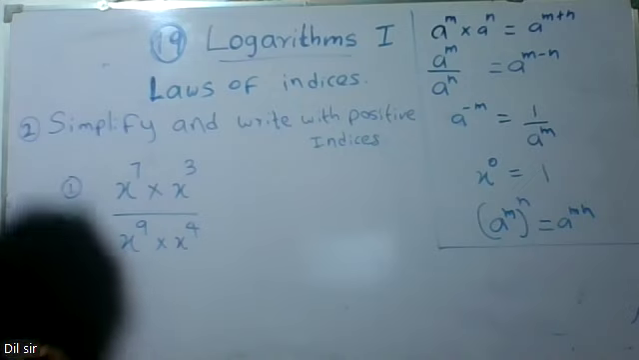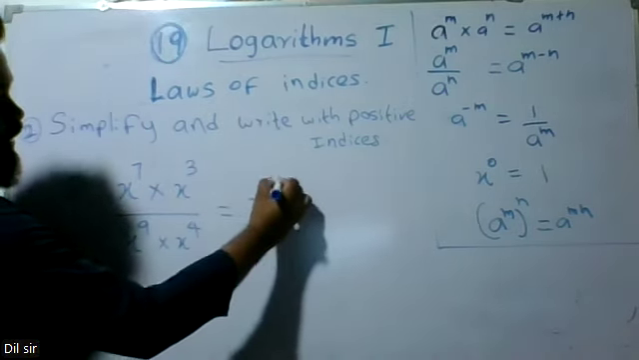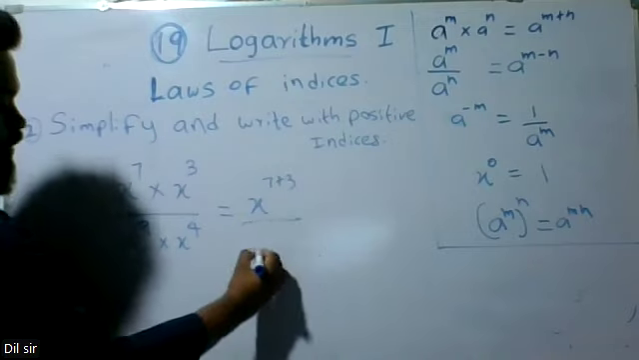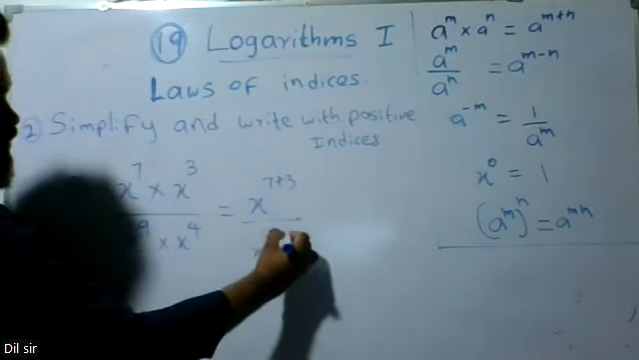Right. Okay, let's go. Numerator x to the power 7 plus 3. Denominator x to the power, so the multiplication with the same base, 9 plus 4.